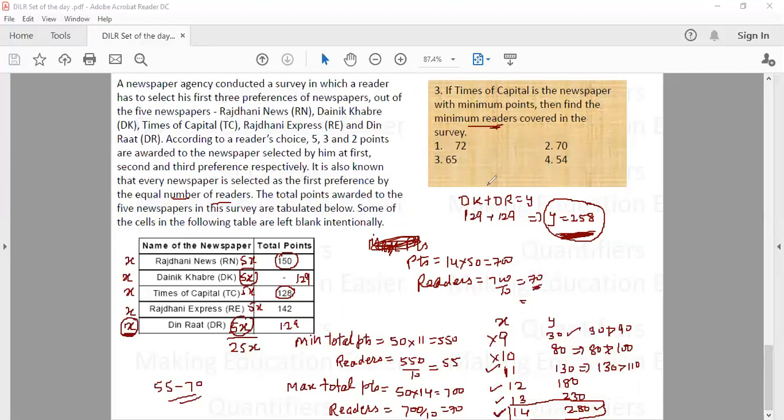So it simply means that since Times of Capital got the minimum points, Dainik Khabrein and Din Raat will get at least 129 points, so their sum has to be at least 258. If their sum is at least 258, then the cases of 11, 12, 13 will not be acceptable. So the only acceptable case is with 49 to 80, and with these values, the readers come out to be 70. So answer is option 2.